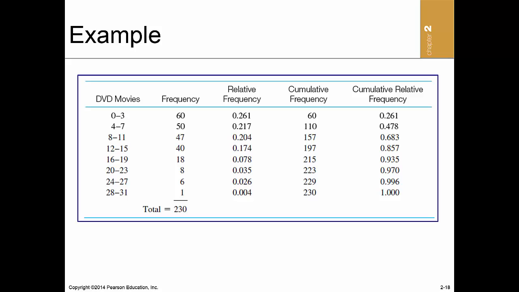The cumulative frequency is just the summary of a set of data that displays the number of observations with values less than or equal to the upper limit of each of its classes. Here we start with 60. The next point we add 60 and 50, so on and so forth. The cumulative relative frequency distribution is just the summary of a set of data that displays the proportion of observations with values less than or equal to the upper limit of each of its classes. Again, we start with 0.261 and then add 0.217 to get 0.478.